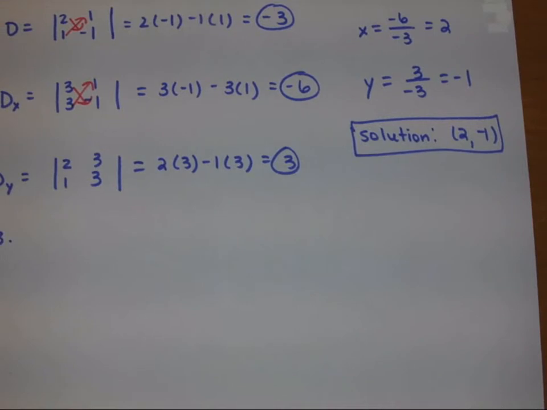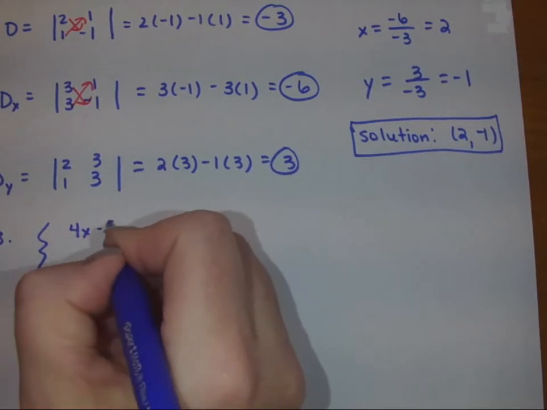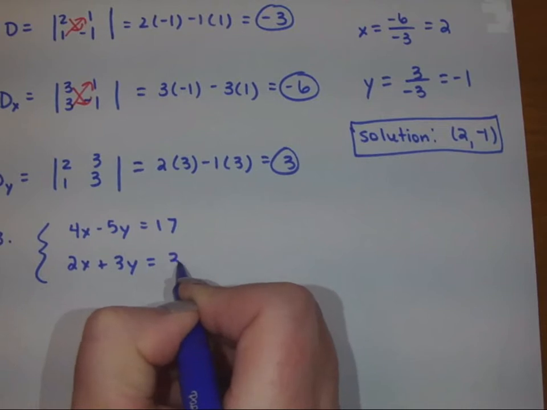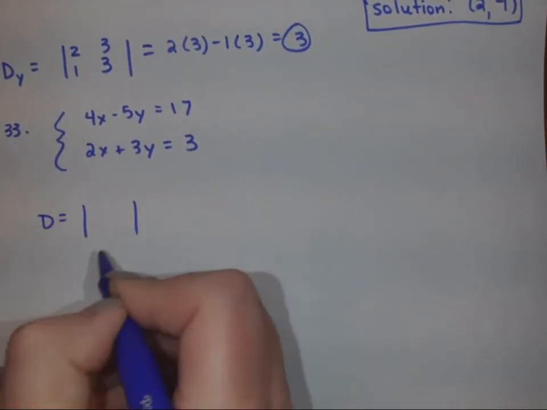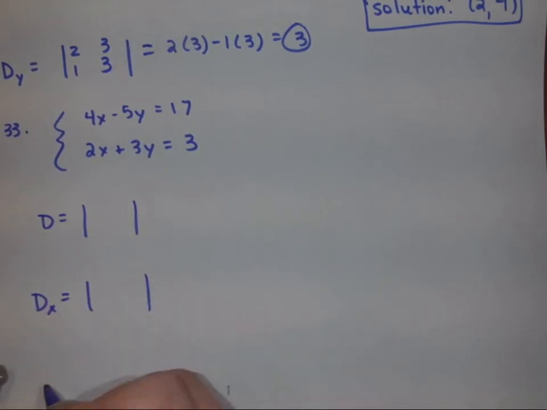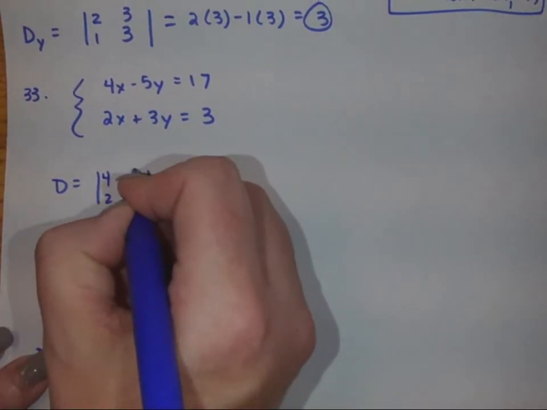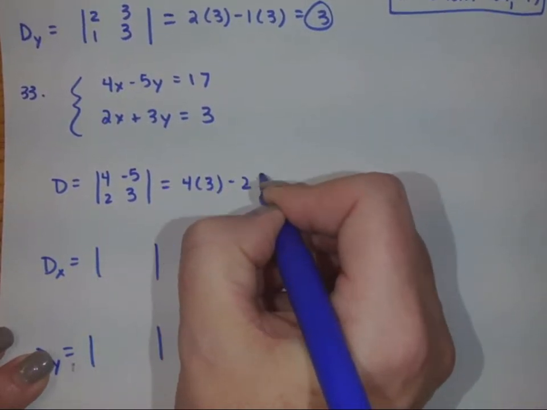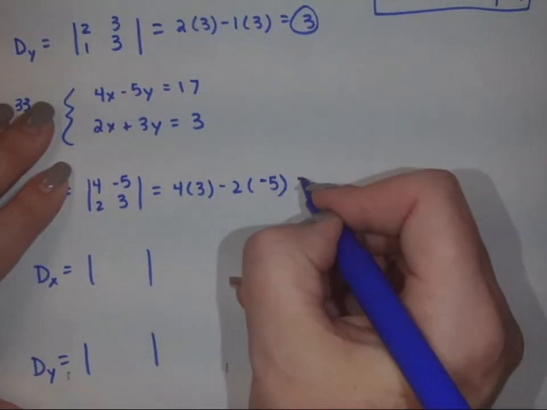All right, last Cramer's rule question. So we have 4x minus 5y equals 17, and 2x plus 3y equals 3. So again, we need our determinants. So we've got d, d sub x, and d sub y. So d is A's followed by B's, so it's going to be 4, 2, -5, 3. So 4 times 3 minus 2 times -5. Make sure you keep your sign straight. So that's going to be 12 plus 10, or 22.